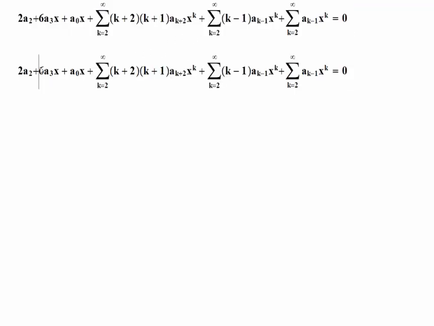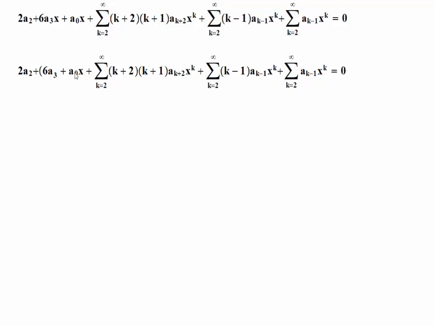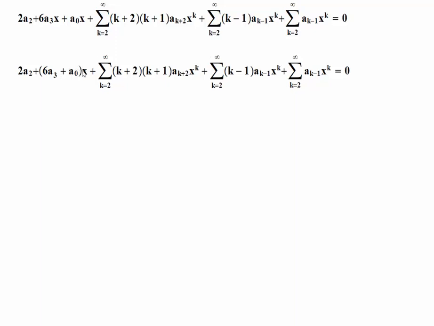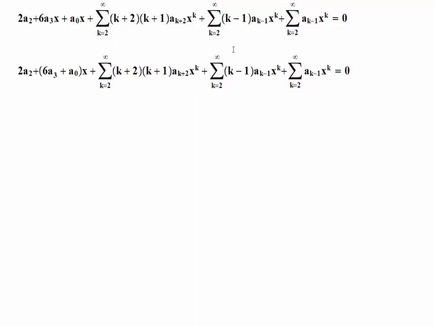And now we are ready to combine the like powers of x, so let's do that. And here we have as powers on x 6a3, okay, plus a0 times x. Now in here we will just put a big bracket here, okay. So let me bring a big bracket for you here. Well, I'll just put it like this.